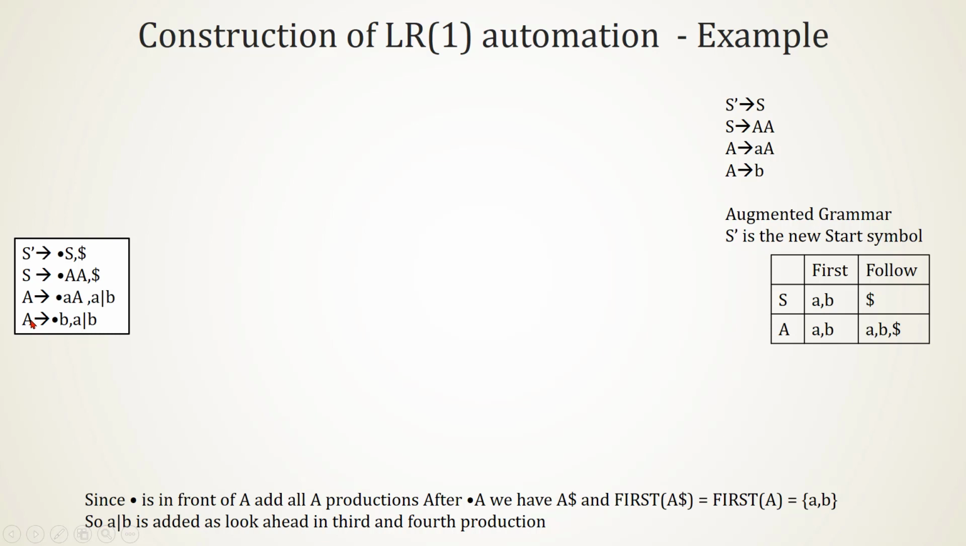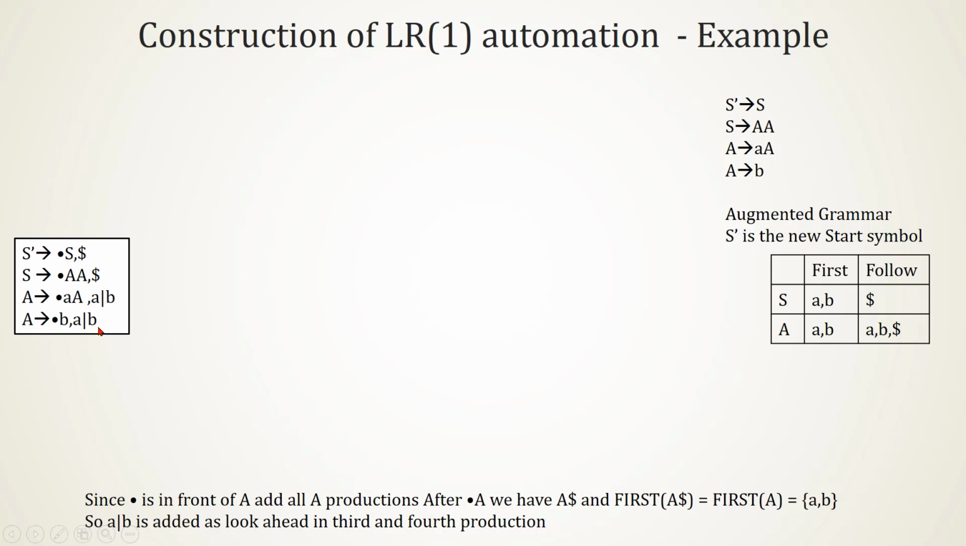Similarly, why did I add this production A derives dot B? Because there is a dot in front of A. Here also you have to look at the things after that dot A. After dot A, I have a dollar. What is first of A dollar? a and b. Since dot is in front of A, add all A productions. After dot A, we have a dollar, and first of A dollar equals first of A, and that is a comma b. So a and b is added as look ahead in the third and fourth production. So no more derivations are possible.